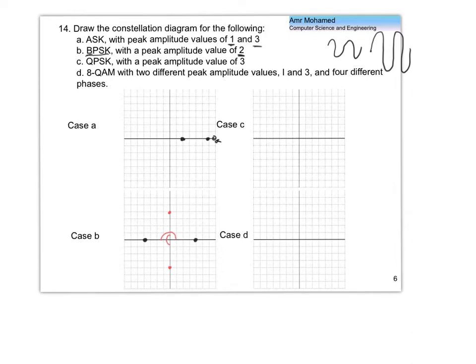For case C, we have QPSK, quadrature phase shift keying. In that case, we have to divide the IQ diagram into four symbols, okay, and the angle between the four symbols has to be pi over 2 or 90 degrees. So again, if you want to start from 0 and the amplitude is 3, it becomes 1, 2, 3. So here, here, and here, and here. That's fine. Or if you want to do it this way, it's also fine. You do it like this.